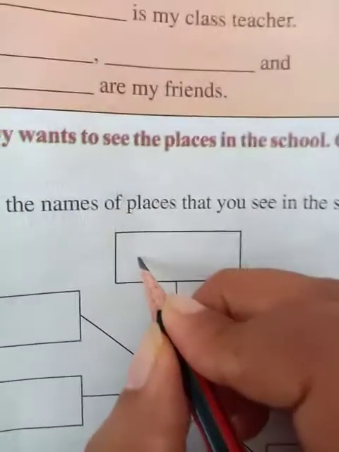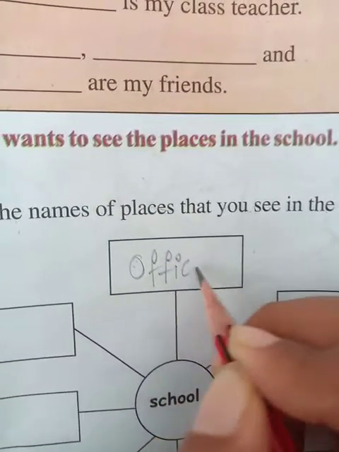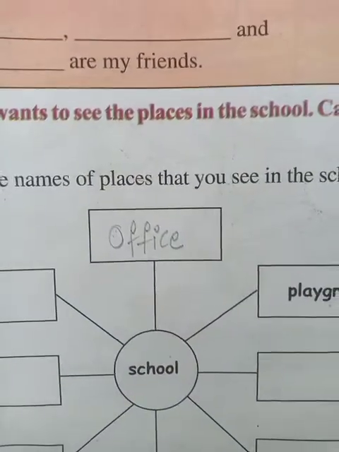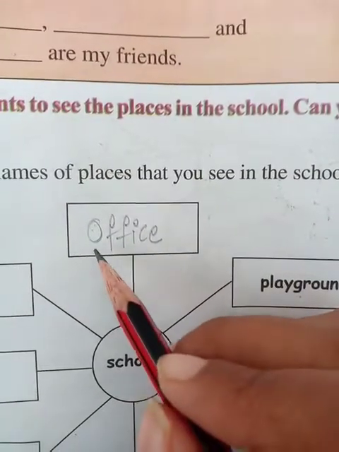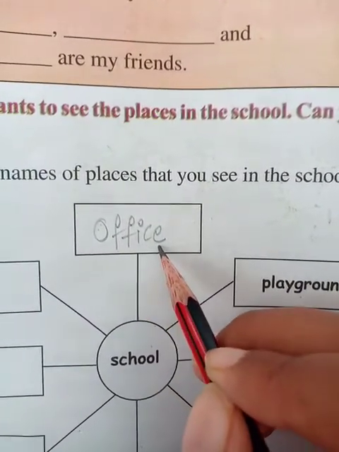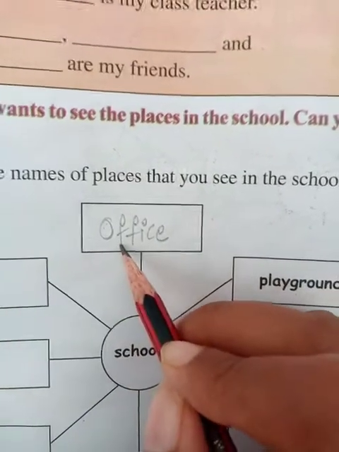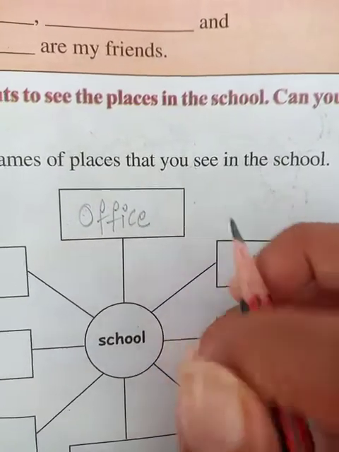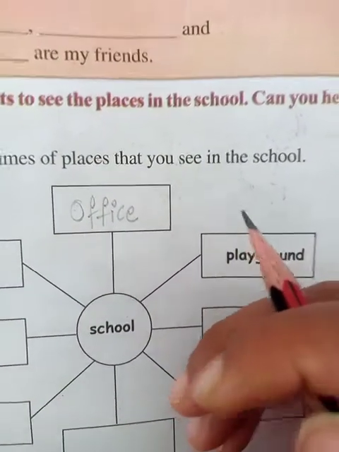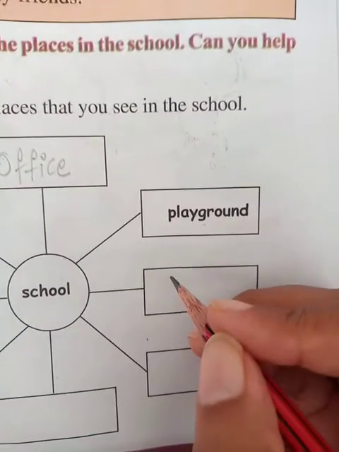Next, what can we see in your Vande Mataram school? Yes, we can see the office, no? We have an office. Yes or no? Office, right? Who sits in the office? Yes, our sir, right? Office spelling, O F F I C E. Office.